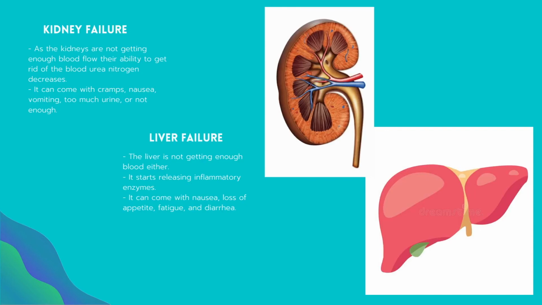Then there is kidney failure. As the kidneys are not getting enough blood, their ability to get rid of the blood urea and nitrogen decreases, and it can come with cramps, nausea, vomiting, too much urine, or not enough of it. Then there is also liver failure. The liver is not getting enough blood either, and it starts releasing inflammatory enzymes. It can also come with nausea, loss of appetite, fatigue, and diarrhea.